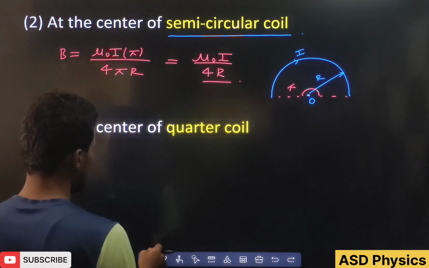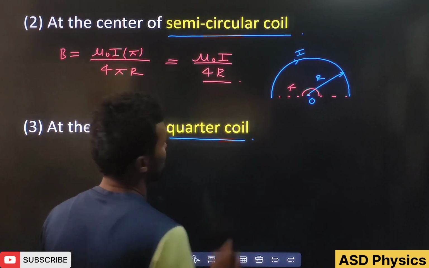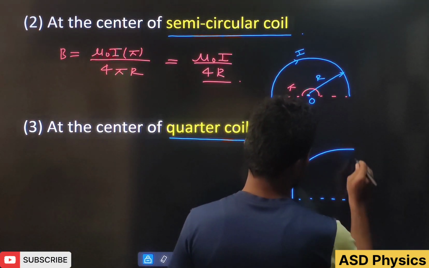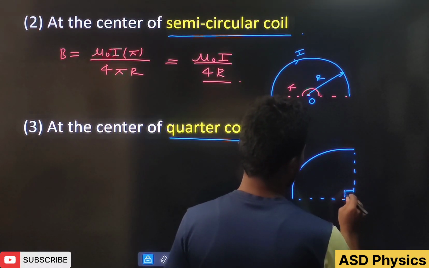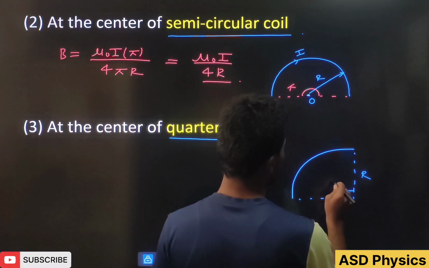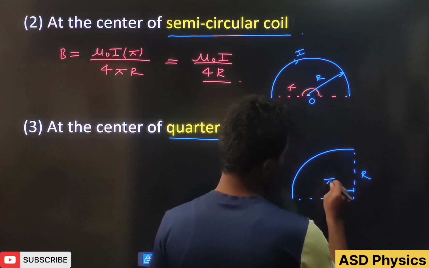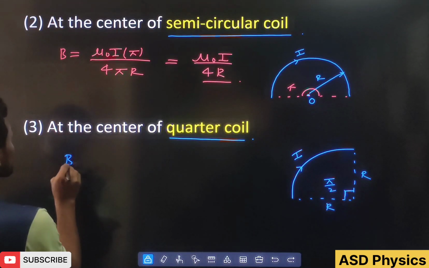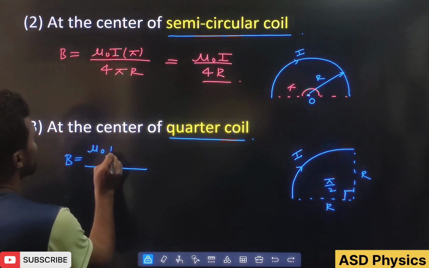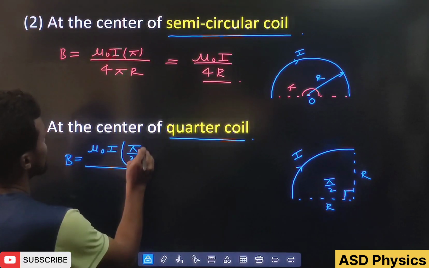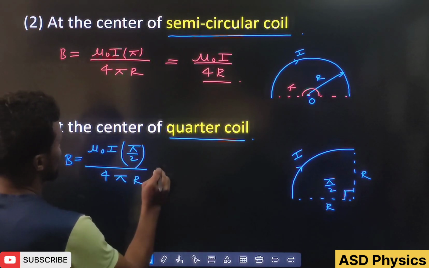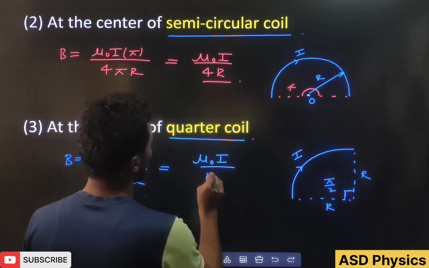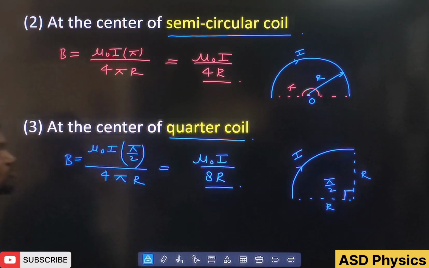Now after that, students, if we talk about the quarter coil, how will the quarter coil look like here? Let me just draw it like this. Quarter coil is this. Now how much angle will it make here? Let's take the radius as r anyhow. How much angle? 90 degree, or we can write pi by 2 radian. So here we can write B equal to mu naught I theta, theta is pi by 2, by 4 pi r. Just cancel out the things, and it will come mu naught I by 8 r. So kindly see very well.